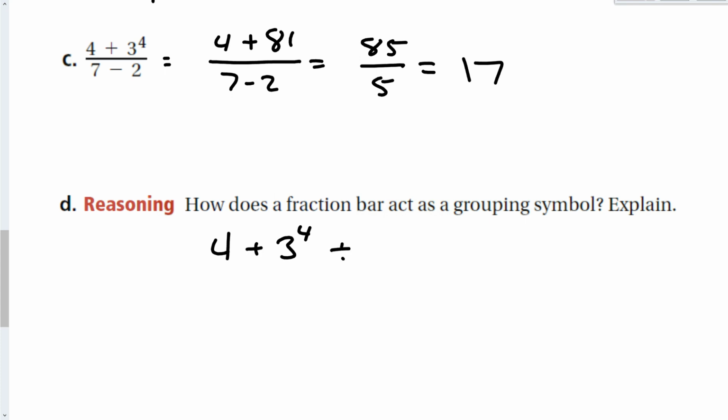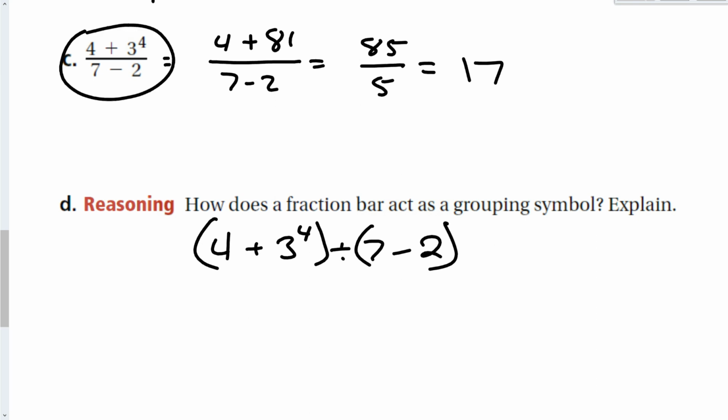If I just put the division symbol there, what does that say? Well, it says that we should do the exponent first, then the division. But that's not the way we did this problem. So we would need grouping symbols. So the fraction bar, when we have an expression like this with a fraction bar, it really does tell us that we have to simplify the top first and then the bottom, the denominator, before we can actually divide.